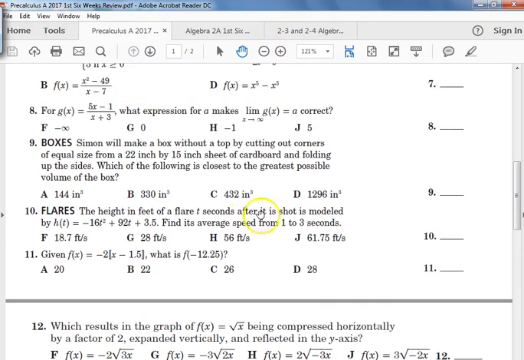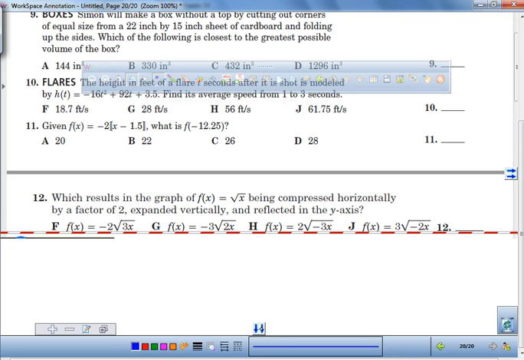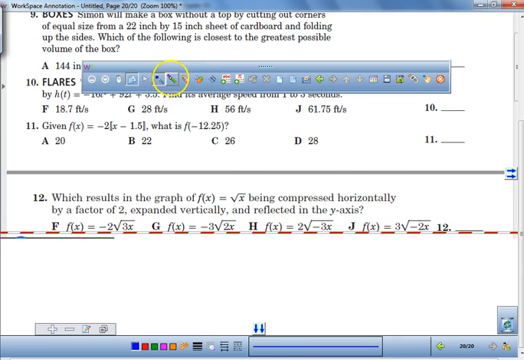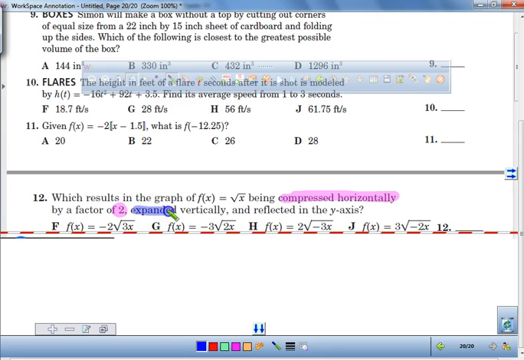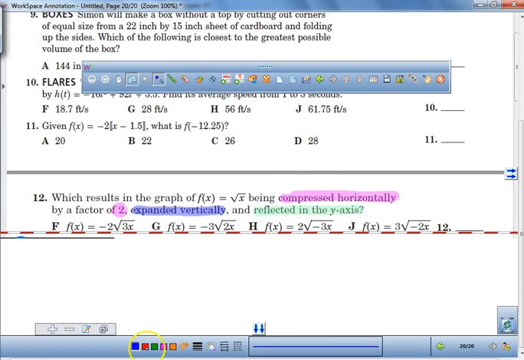of number 12. What happens if you first... Which results in the graph where the square root of x is being compressed horizontally? So right here, we're going to talk about what does it mean to be compressed horizontally by a factor of 2, expanded vertically, and reflected across the y-axis. So there's 3 things, okay? 3 things. I'm going to do it in 3 different colors.